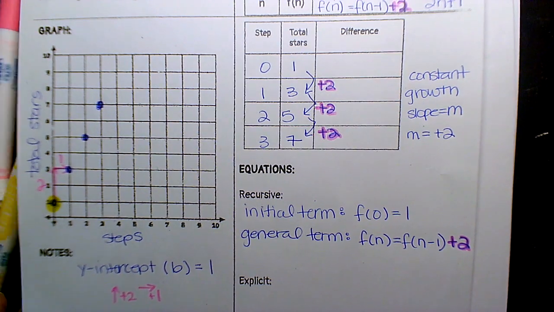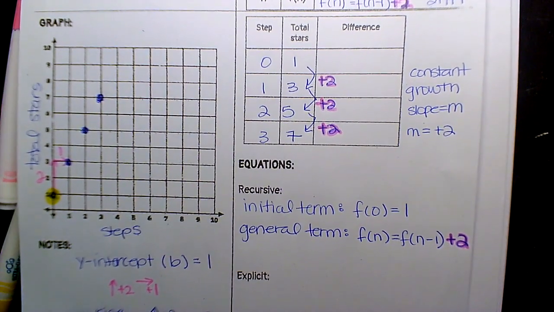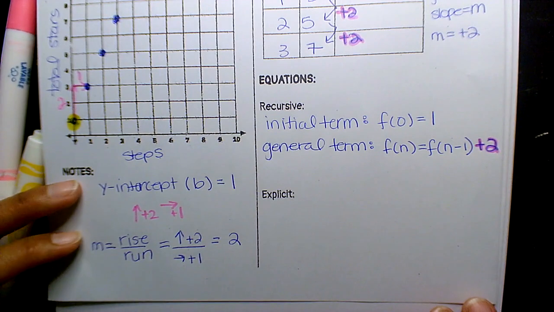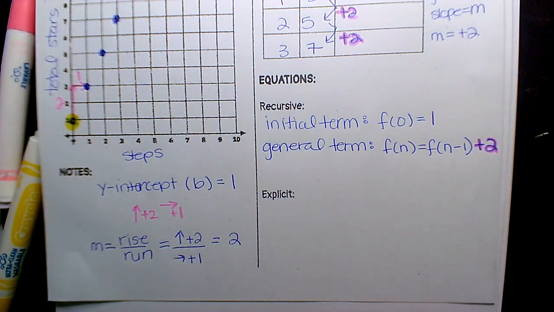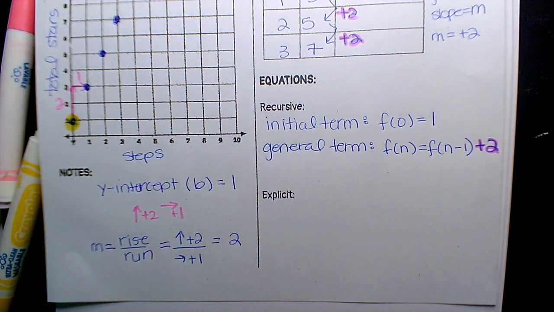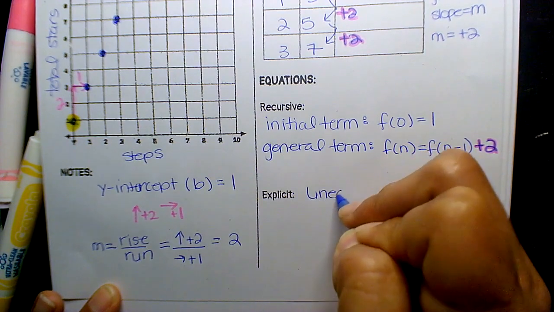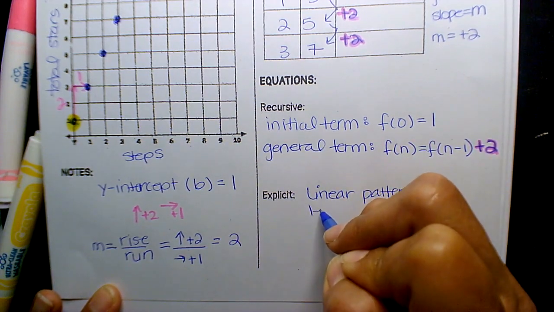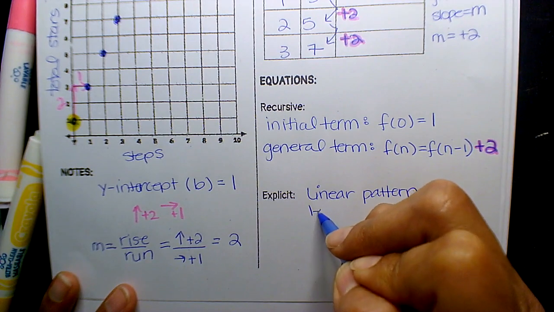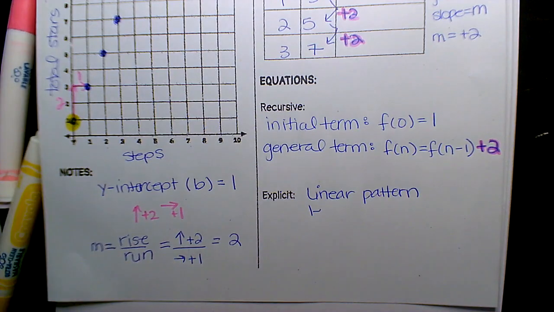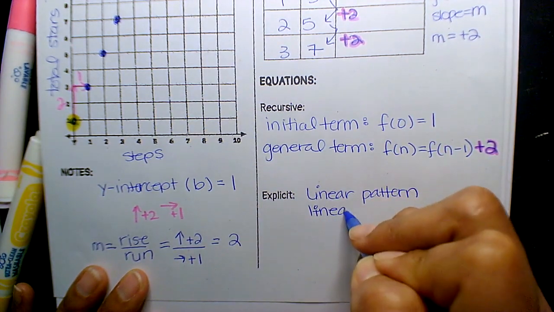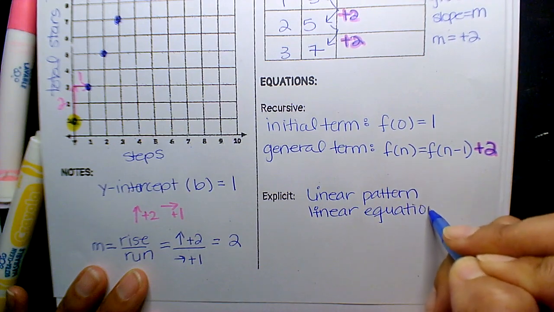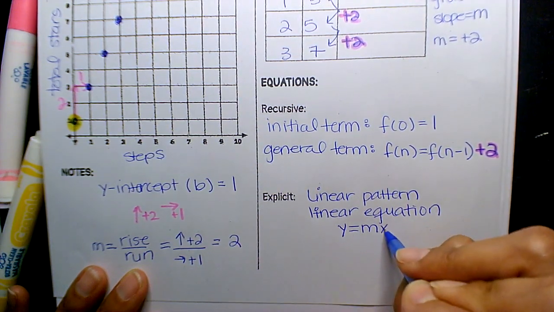Explicitly, the better you are with slope-intercept form, the less difficult explicit is. If you understand y-intercept and slope, and you can pull it out of a graph or from the drawings of stars at the top, you're fine. Because this is a linear pattern, and obviously I'm writing a lot because this is the first time, I'm spelling it wrong. Pretend linear, L-I-N-E-A-R. Linear equation: y equals mx plus b.